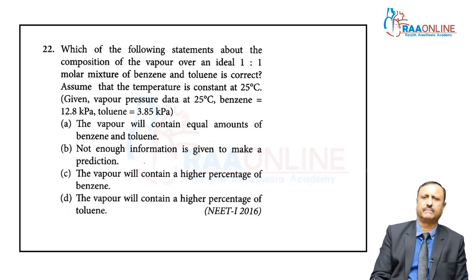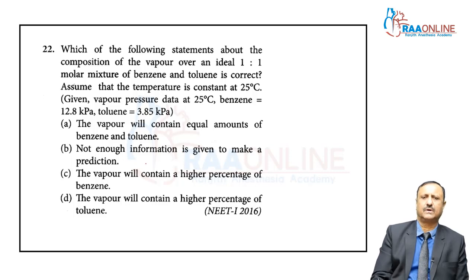Which of the following statements about the composition of the vapor over an ideal 1:1 molar mixture of benzene and toluene is correct? Assume that the temperature is constant at 25 degrees Celsius. Here, my dear students, we can see an option that the vapor will contain equal amounts of benzene and toluene. Here he wants the composition 1:1, which means an ideal solution. He wants the ideal solutions.